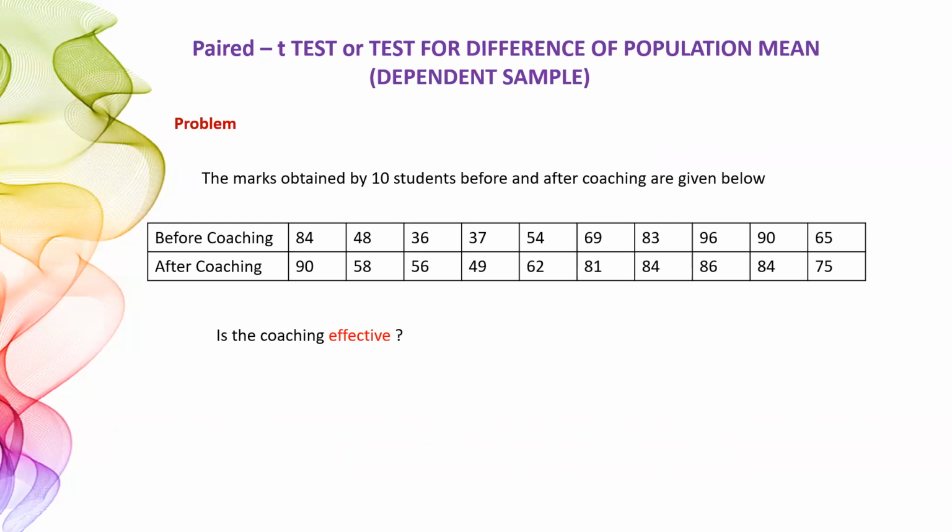The problem goes like this. The marks obtained by 10 students before and after coaching are given below. The before coaching values are 84, 48, 36, 37, 54, 69, 83, 96, 90 and 65. The after coaching values are 90, 58, 56, 49, 62, 81, 84, 86, 84 and 75. What we have to test is: is the coaching effective?